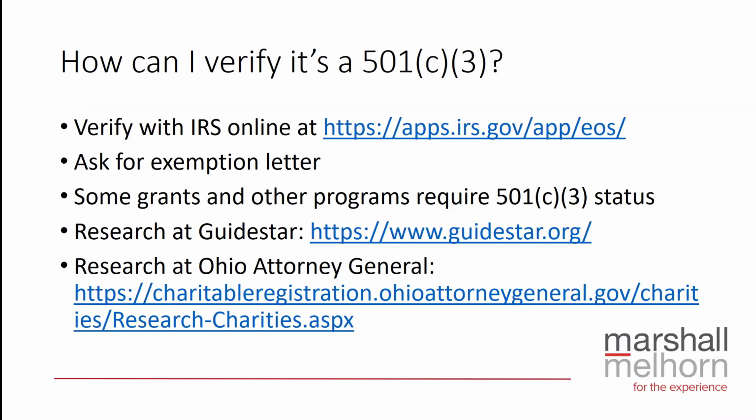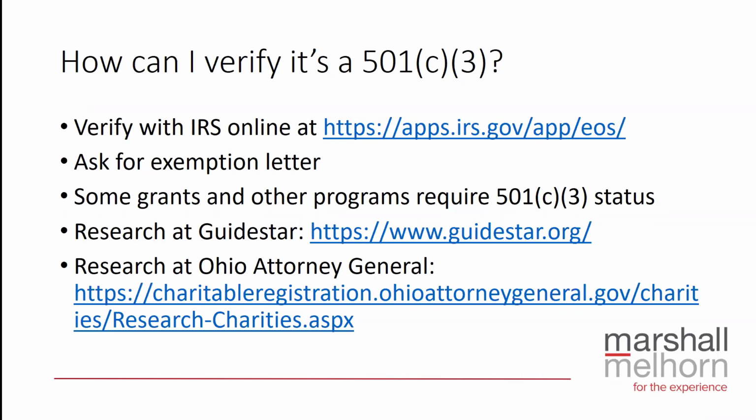So you can ask them to give you a copy of their exemption letter, and that's certainly helpful, but that's not conclusive. An organization could have an exemption letter, could fail to file its 990s for several years, or could be audited and lose its exempt status. That letter is a historical document. It doesn't necessarily prove that you have current 501c3 status.